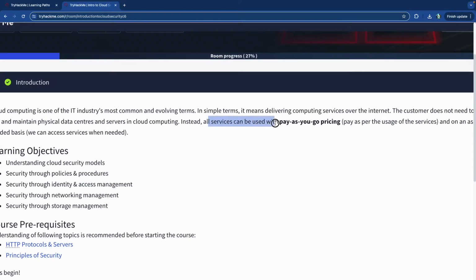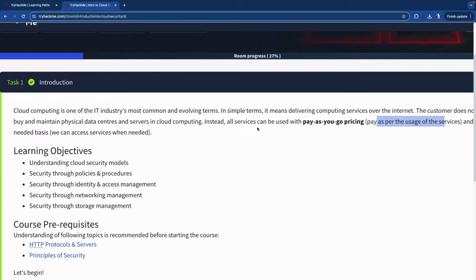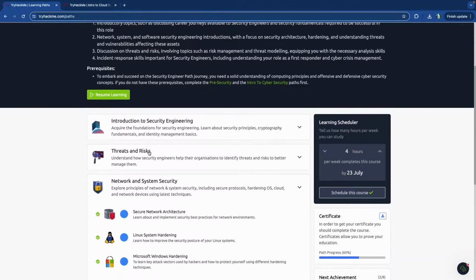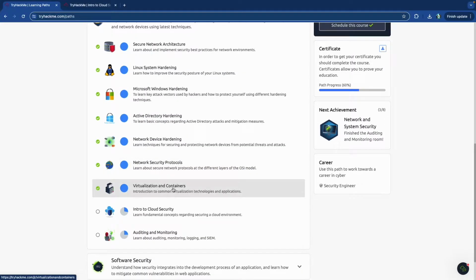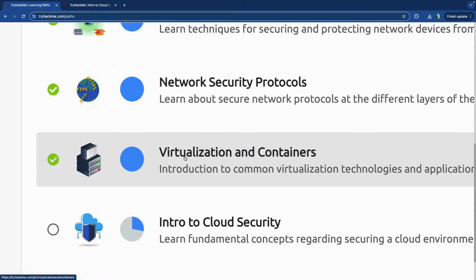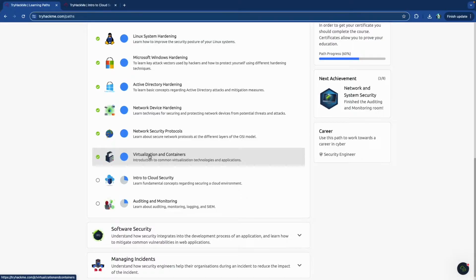So all of the services that they would need would come from pay-as-you-go pricing, meaning pay per usage of the service, and you can cancel it at any point, rent it for a couple of weeks and cancel it. So there's a lot of different ways that you can do it, and it offers scalability, it offers flexibility, allowing you to do a lot of cool stuff. And we discussed this in one of the previous videos when we were talking about virtualization and containers and stuff like that. So we did go over that already.